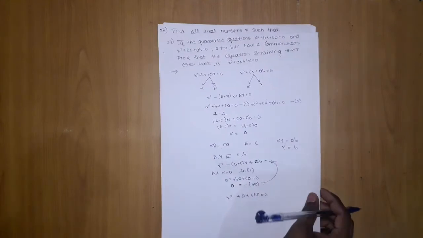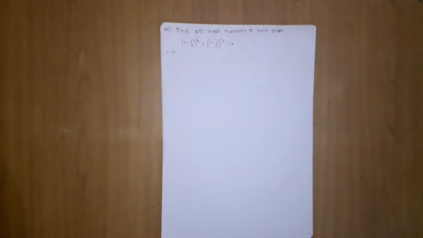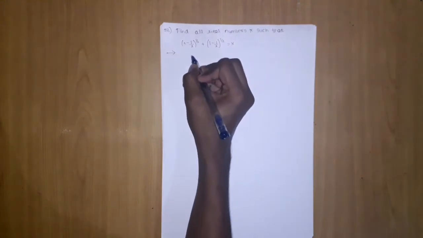Let's move on to the next question, which is question number 28. Find all real values of x such that (x minus 1 upon x) the whole power 1 by 2, means under root, plus (1 minus 1 upon x) power 1 by 2 equals x. So we want to find real values of this. Okay guys, now how can we proceed with this problem? Squaring both sides, or another method, squaring both sides or rationalization. If we rationalize, there is an advantage. So let's rationalize.